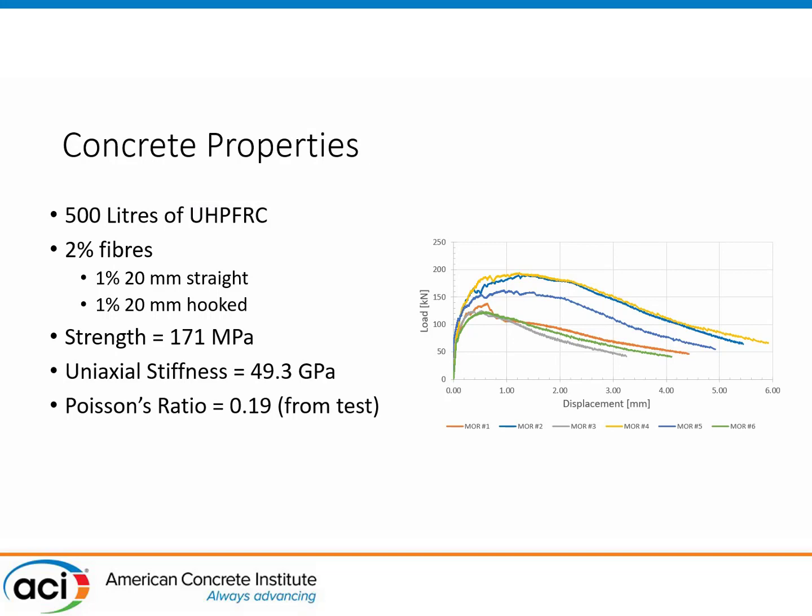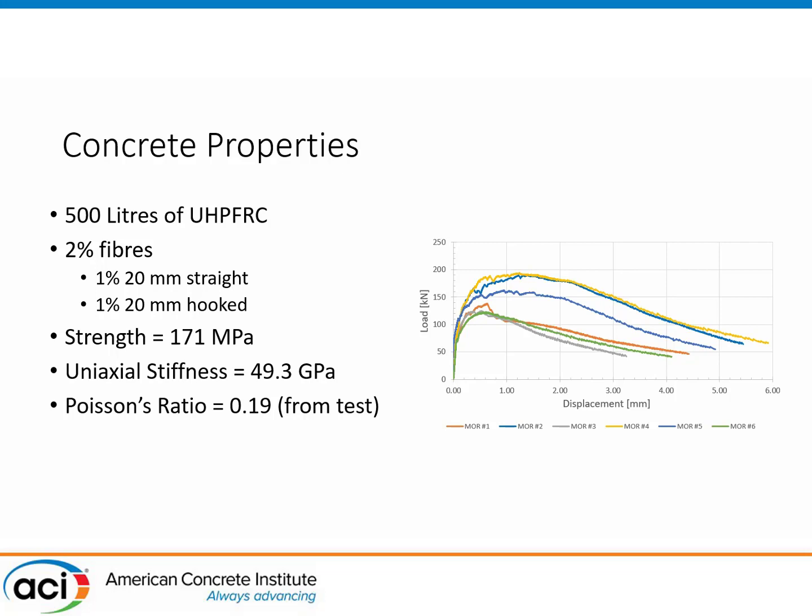The material behavior as we observed it, as I said, we had about 500 liters of the material. We had 2% fibers, 1% were 20 millimeter straight fibers, 1% 20 millimeter hooked fibers. The compressive strength ultimately was about 171 MPa after steam curing, and that was the same number at 14 days as it was when we did the test at 50 days. The uniaxial stiffness from compression testing was 49.3 GPa.